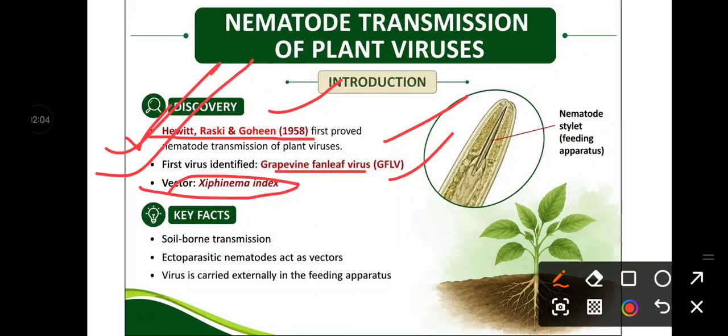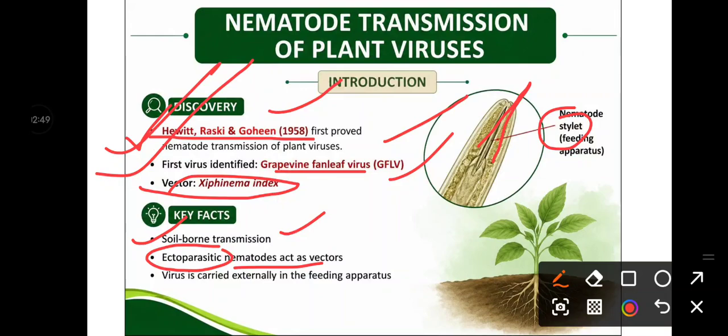Then, key facts about nematode transmission: the transmission is soil borne, because as you all know, nematodes are present in soil only. So the transmission is soil borne, and mostly ectoparasitic nematodes act as vectors for plant viruses. The nematode transmits the virus by its feeding apparatus, that is the stylet. Actually three types of nematodes are there: ectoparasitic, endoparasitic and ectoendoparasitic.